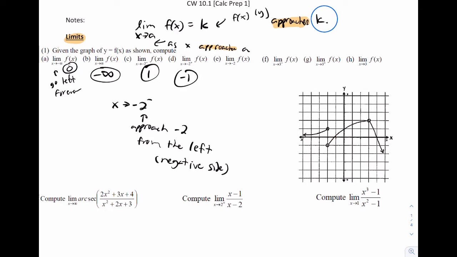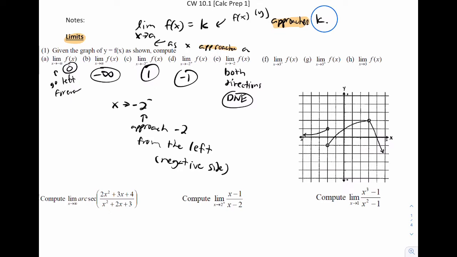Now look at this one. Approach negative 2. This would mean both directions. And look at our answers here. From the left approaches 1. From the right approaches negative 1. They don't match. The limit does not exist.